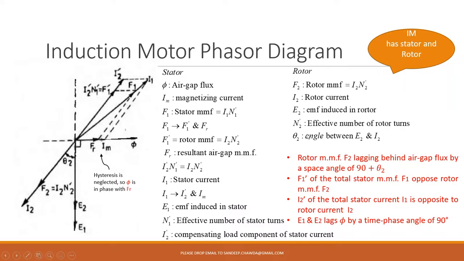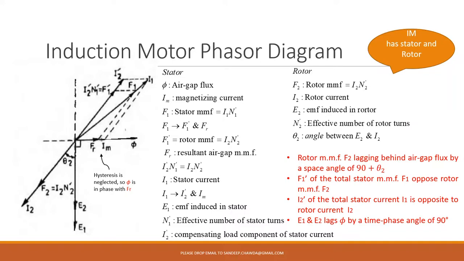On the rotor side it would be like that. It shows the rotor side quantities basically. We have to put these up in a phasor diagram. This is the phasor diagram shown here. On the rotor side there will be the rotor MMF, which will be given by F2.